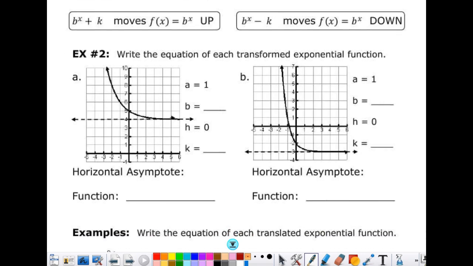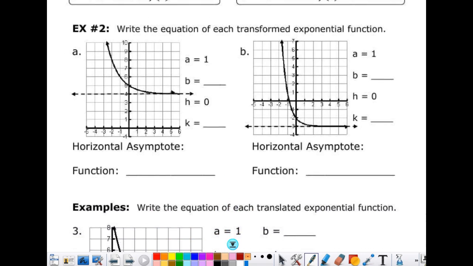Oh, now Superman comes in. So what is our K? 4. K is 4. Horizontal asymptote is 4. They're not asking for domain and range just yet, are they? So we're flat, flat, flat. First point, oh, H isn't doing anything. Second point, there's my B. B is 2.